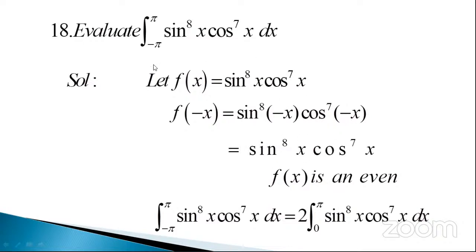If it is even, we have to write 2 into integral over 0 to pi of sine to the power of 8x into cos to the power of 7x dx, by applying this formula: integral from minus a to a of f of x dx is equal to 2 into integral over 0 to a of f of x dx when f of x is even. If f of x is odd, this value is 0.